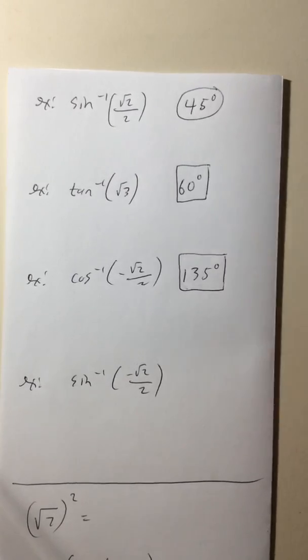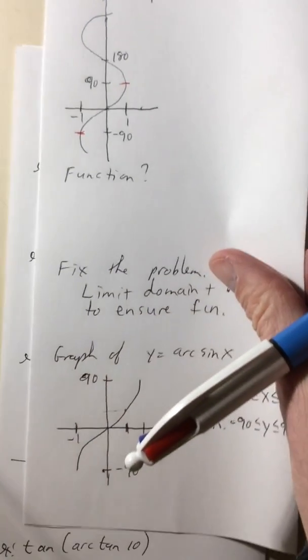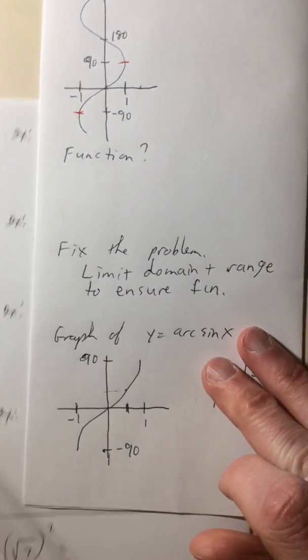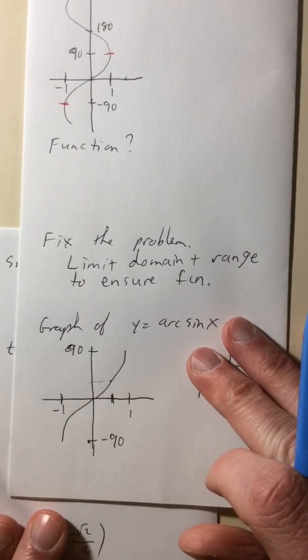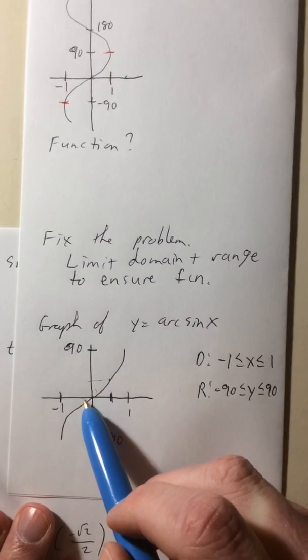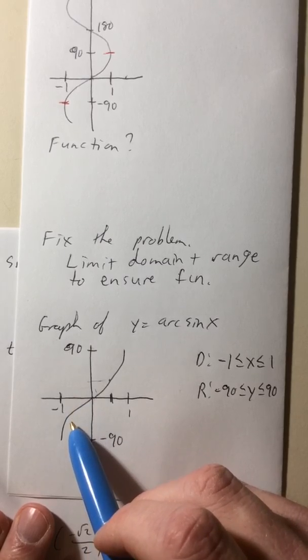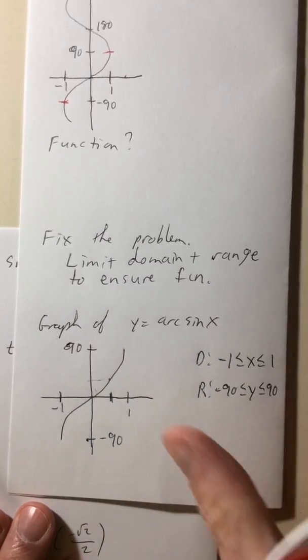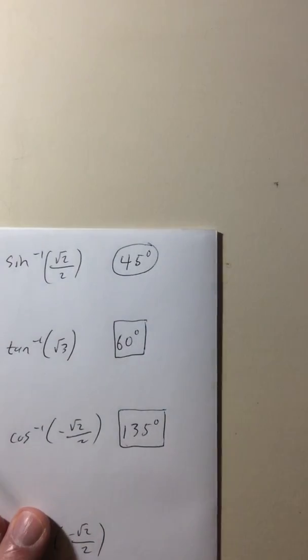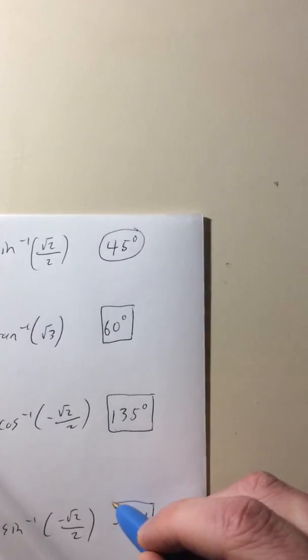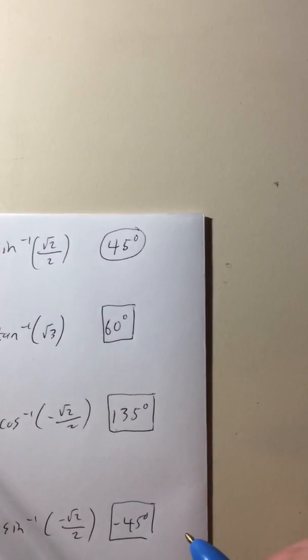Okay, so hopefully you remembered that the domain and range for sine are involved in this graph right here. So if we're talking about negative root 2 over 2, that's going to be over here, negative 0.707. So we can see that that's going to be down in this direction right here, and that's negative 45 degrees. So hopefully you came up with negative 45 degrees. All of this is by hand.